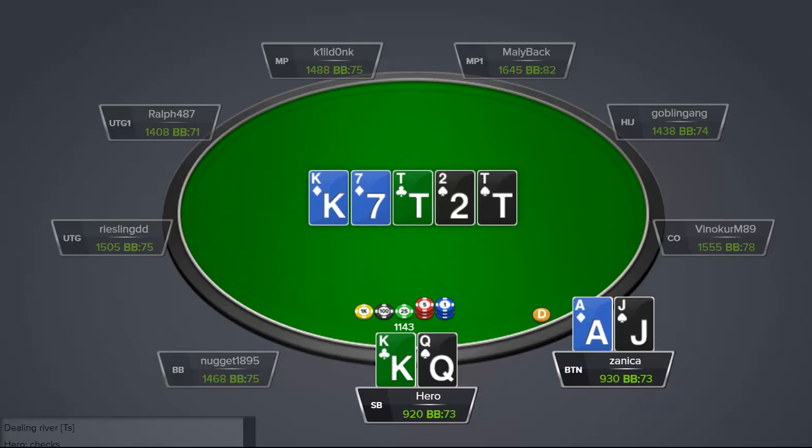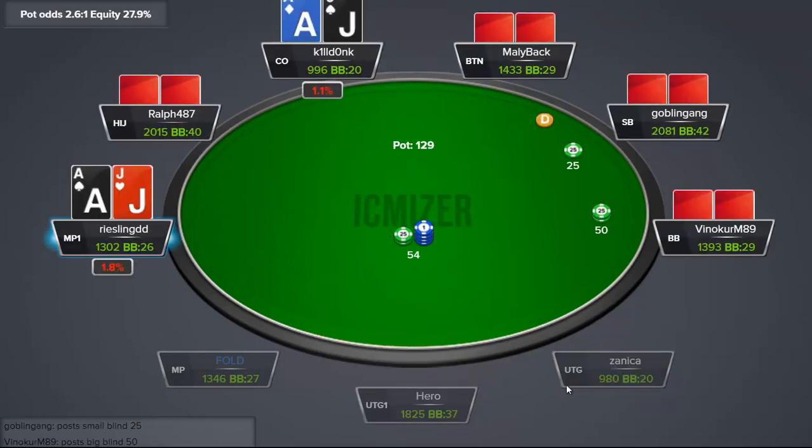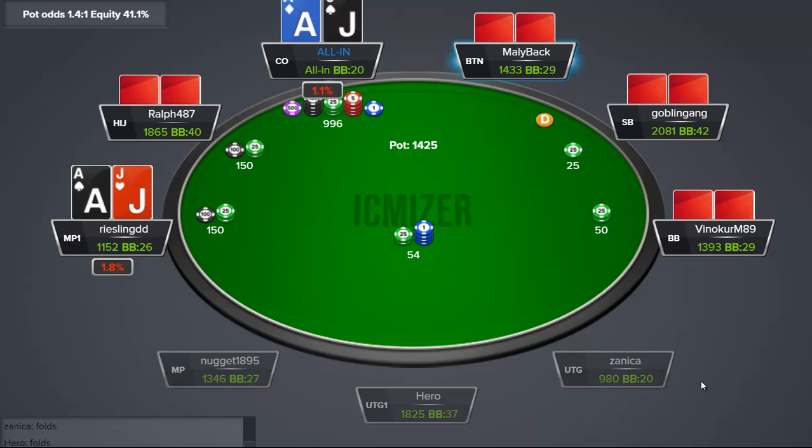Let's look at another example. And here, Hero has already folded. So this is going to be a battle of the Ace-Jacks, Ace-Jack offsuit versus Ace-Jack offsuit. And like we've seen or talked about, there's the possibility of a split pot. So here, the equities don't add up to anything close to 100% because these are the possibilities of winning the pot outright. So this is how ICMizer is going to handle equity in that case.